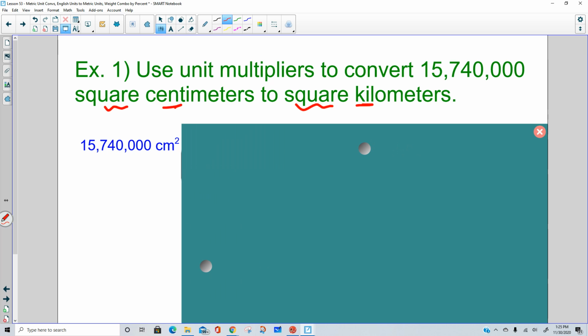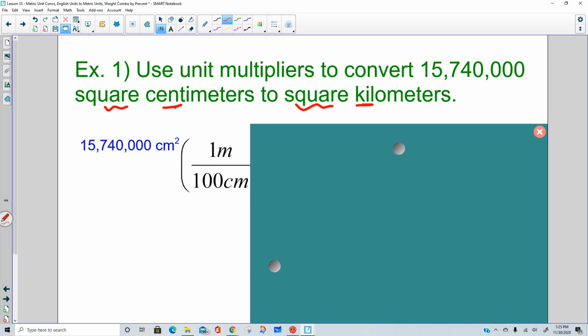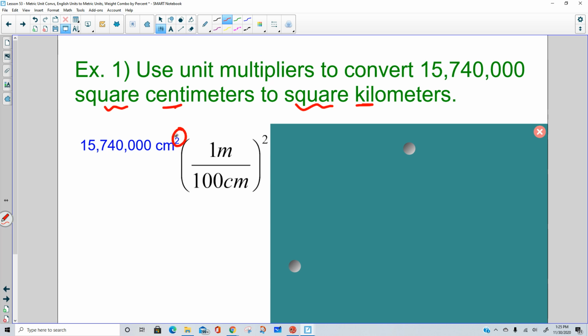So we're going to start with what we're given, 15,740,000 square centimeters. So I need to go from small to big, centimeters to kilometers. So my in-between step is going to be meters. So centimeters to meters. Normally, since I have 2 centimeter units, I would write 2 unit multipliers, 1 meter, 100 centimeters. I would write 2 of them, correct?